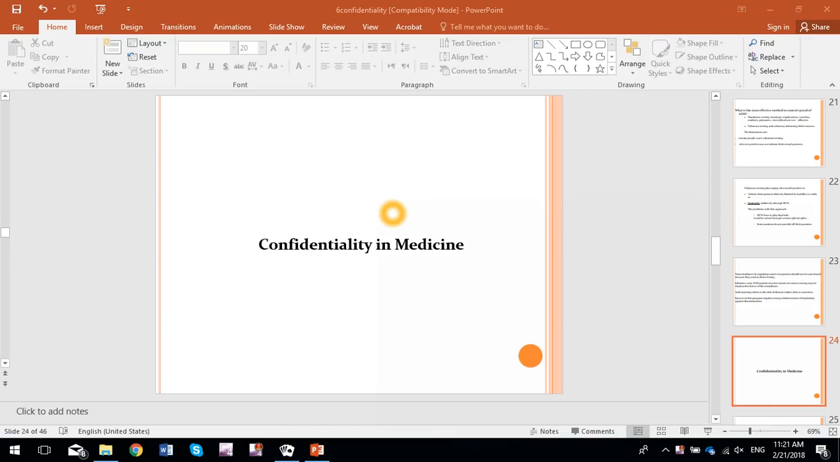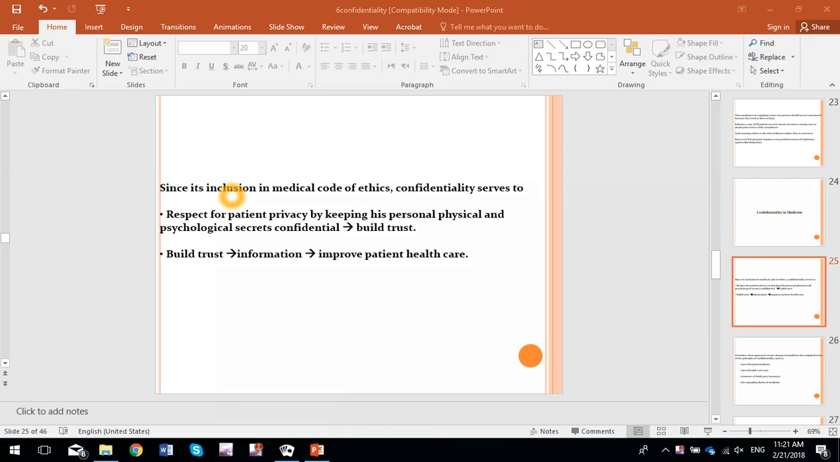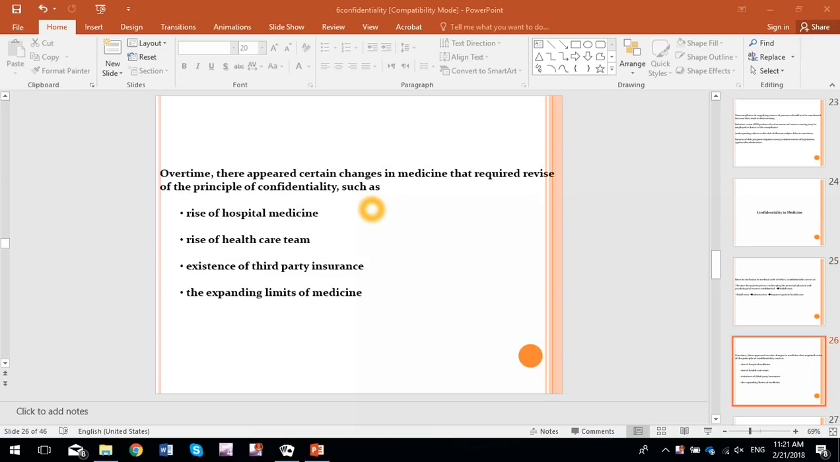Confidentiality in medicine. Since it is included in the medical code of ethics, confidentiality serves to what? To respect the patient's privacy, part of the patient's right to privacy, by keeping his or her personal, physical, and psychological secrets confidential. And by keeping this, we are building trust between the physician and the patient. Building trust means more information, or more secretive information, coming out from the patient. And in this, the ultimate result is improvement in the patient's health care.